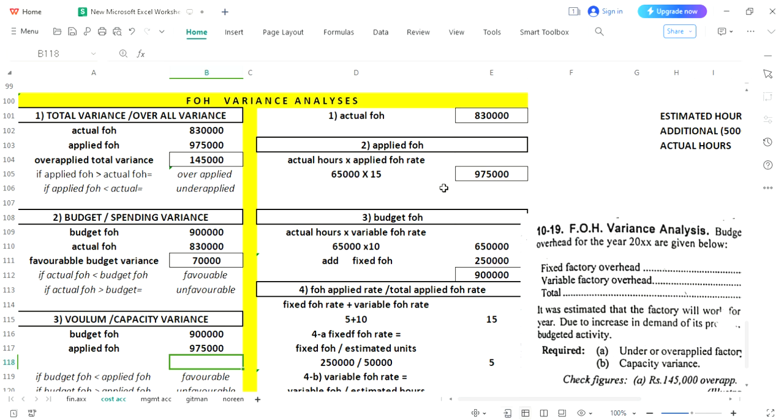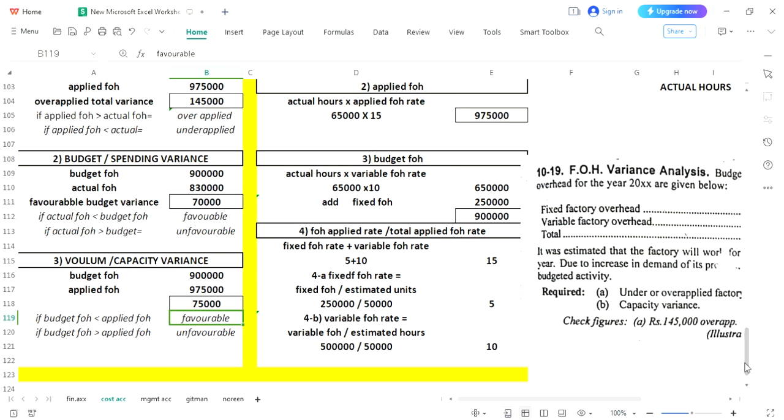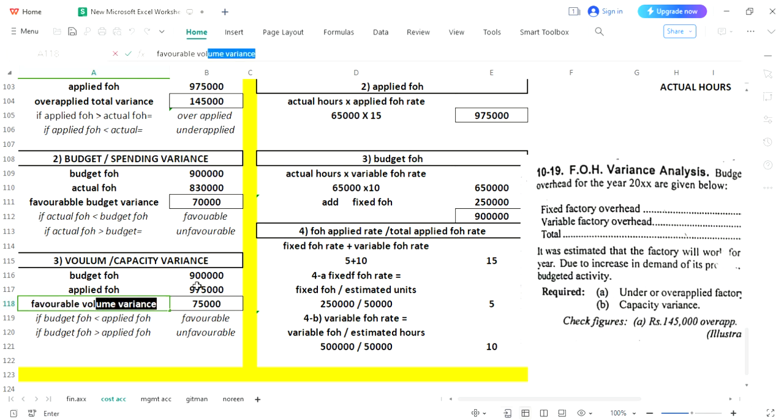How would you calculate? By taking the difference of budget and applied. Your applied FOH is 9,75,000. You need to subtract 9 lakh budget FOH to calculate the difference. So we have calculated the variance, and now we will conclude, is it favorable or unfavorable. For that we will be focusing upon budget. So your budget is less than your applied FOH. Budget is less, so it would become favorable. So you will write favorable volume variance, and that is 75,000.